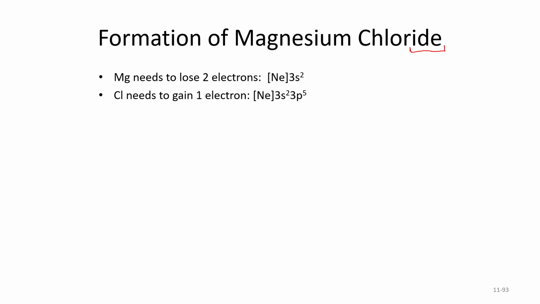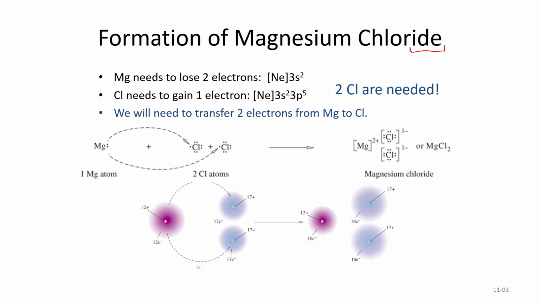So in order to form magnesium chloride, magnesium needs to lose 2 electrons. Chlorine needs to gain 1 electron. So this is what's actually going to happen. We have magnesium here, and magnesium has 2 valence electrons. So one of these valence electrons can go to this chlorine, another valence electron can go to this chlorine, and we end up with a final Lewis structure that looks like this.